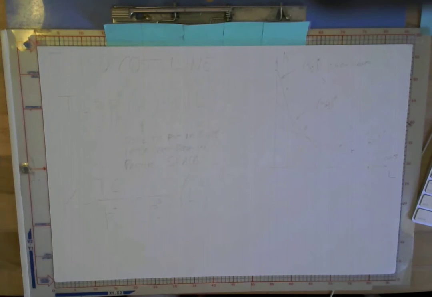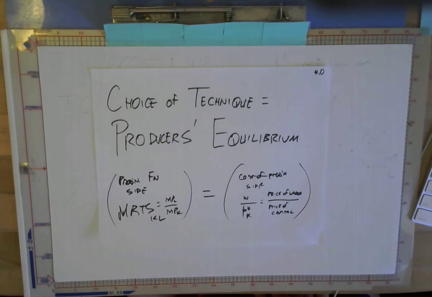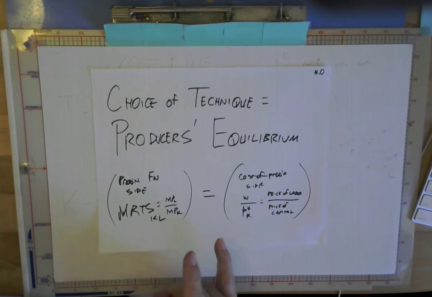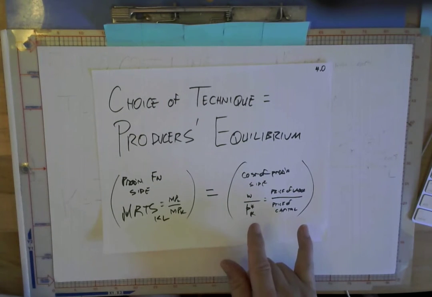This is the sixth video in the exposition of the neoclassical theory of production and distribution. In the last video, we introduced the cost side of the equilibrium, because remember, we're looking at the choice of technique, and the choice of technique is going to be the producer's equilibrium. The producer's equilibrium is going to be an equality between two different elements in the producer's market. You're going to have the production function side, and you're going to have the cost side.